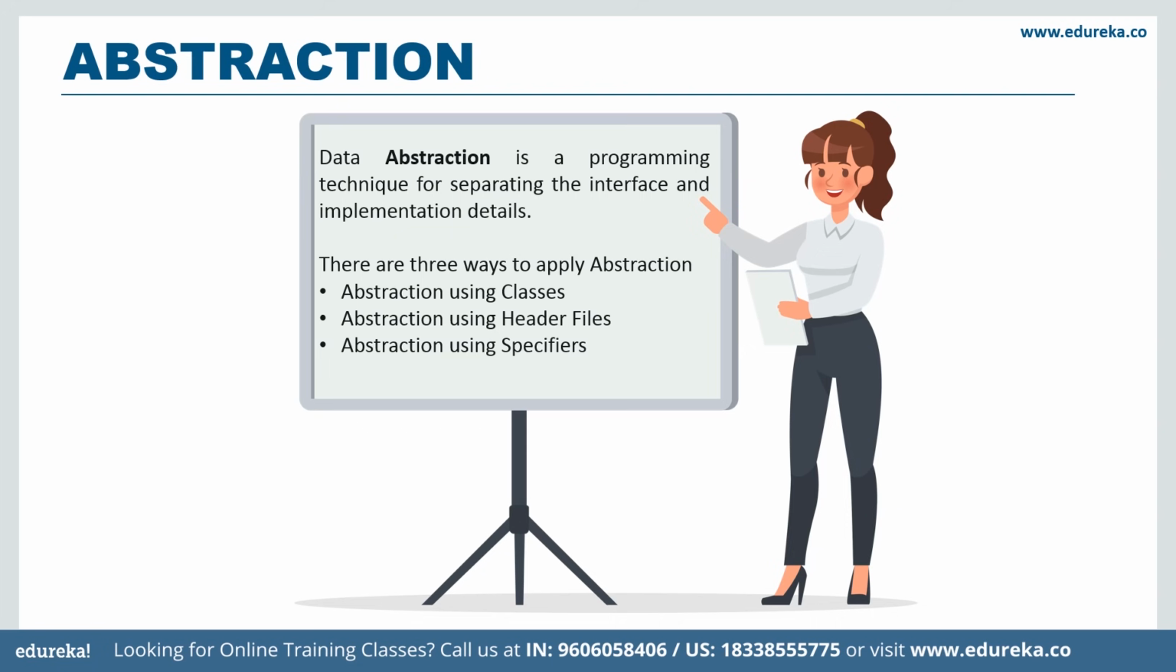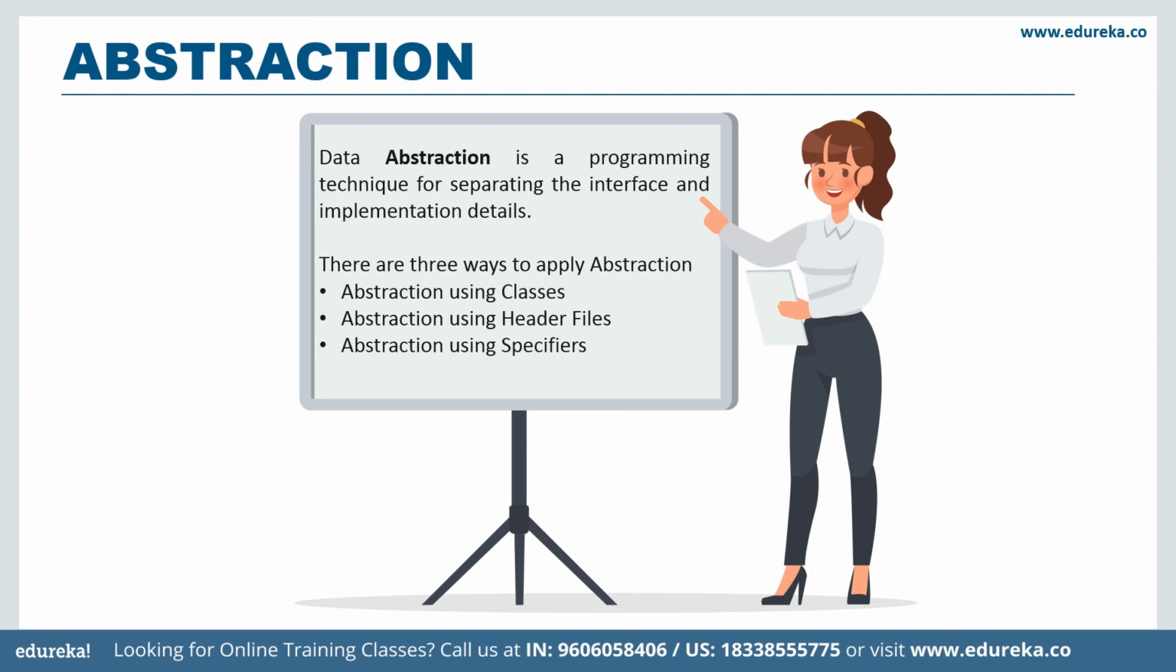Data abstraction is a programming technique for separating the interface and implementation details. This provides only the important details and hides the complicated code segments of the program. There are three main access specifiers implementing abstraction, which are public, private, and protected. There are basically three ways to apply abstraction in the C++ programming language. That is, abstraction using classes, abstraction using header files, and finally, abstraction using specifiers.